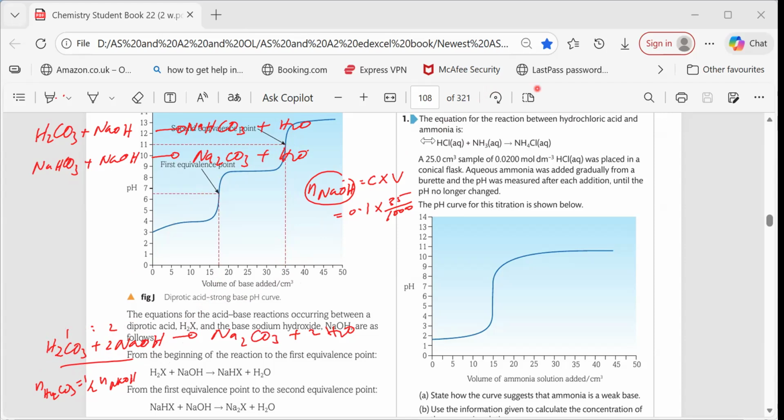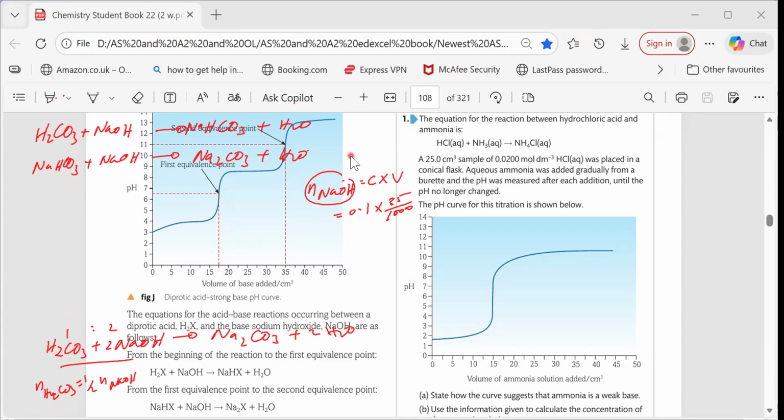Radwan, can you repeat what you just said? I repeated it. Would you like me to repeat once more? If you are going to use an indicator that will change its color in this region, then of course you are going to see that the volume here is 17.5. Okay. So you have to multiply it by 2 to get the volume of sodium hydroxide that completely neutralizes the whole carbonic acid.